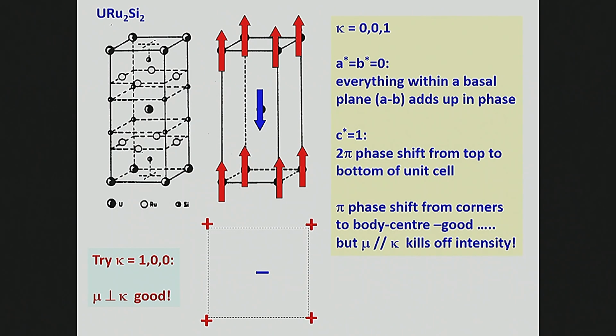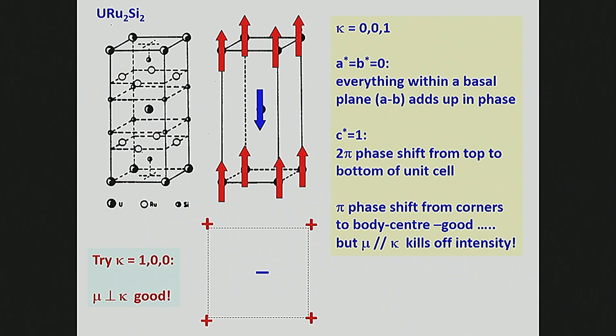And I'm gonna give you the answer and then show you where you would find the magnetic scattering. So this is the answer, and it's very simple. The magnetic moments point along the c direction only. And they're all in phase within a given plane, but then the spin that's at the middle of the body center is out of phase.